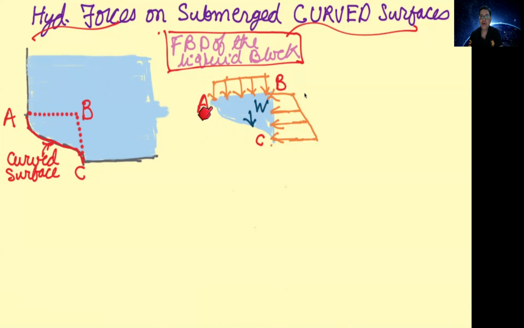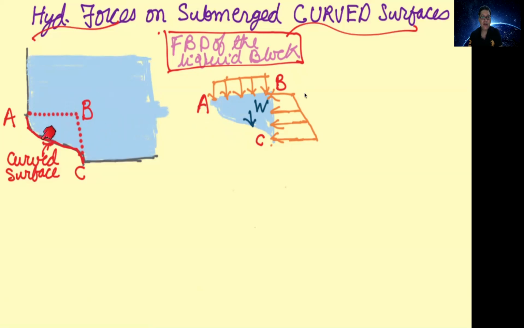So weight is a body force which depends on the volume of this fluid block. The pressure is a surface force. So I have shown you the pressure distribution on AB and BC. On this curved surface, actually, the hydrostatic force that acts on the curved surface is the pressure on a surface acts inward. So the direction of hydrostatic force which acts on the curved surface is in this direction.